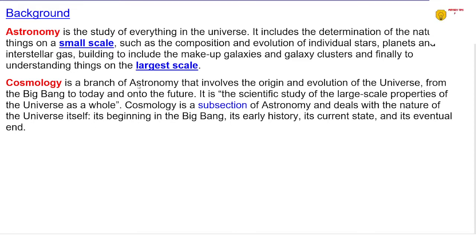Then in cosmology, we are going to be looking at the origin and evolution of the universe itself, the Big Bang theory, and the origins of the universe. So it's a scientific study of the large-scale properties of the universe as a whole. Now, cosmology is a subsection of astronomy, and it deals with the nature of the universe itself, the beginning, the early history, and the current state, and eventually the end of the universe, if ever there is one.